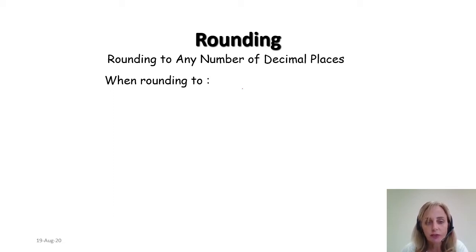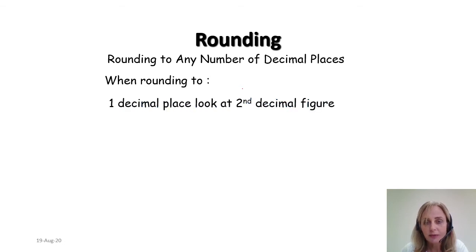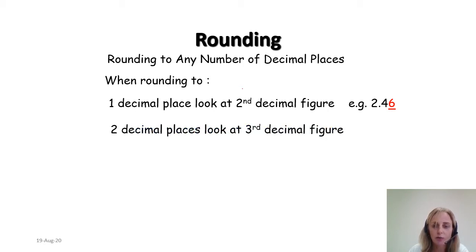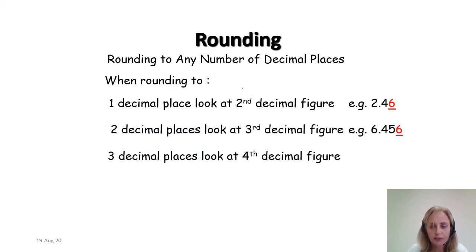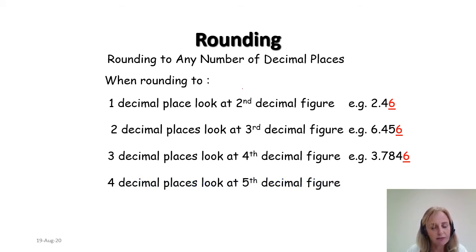So for instance, when rounding to one decimal place, we look one place onto the right at the second decimal figure to decide. So for this number 2.46, we look at the 6 to decide, to cut off basically after that one number after the decimal point. Two decimal places, we want two numbers after the decimal point, so we look at the third digit to decide. Three decimal places, we look at the fourth figure after the decimal point to decide if we're rounding up or down, and four decimal places, we look at the fifth figure after the decimal point, and that helps us to decide whether we're rounding up or down.